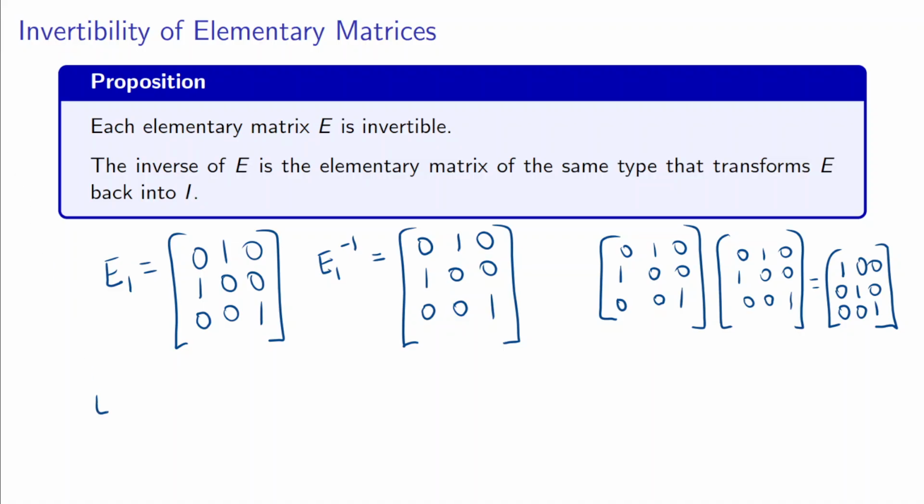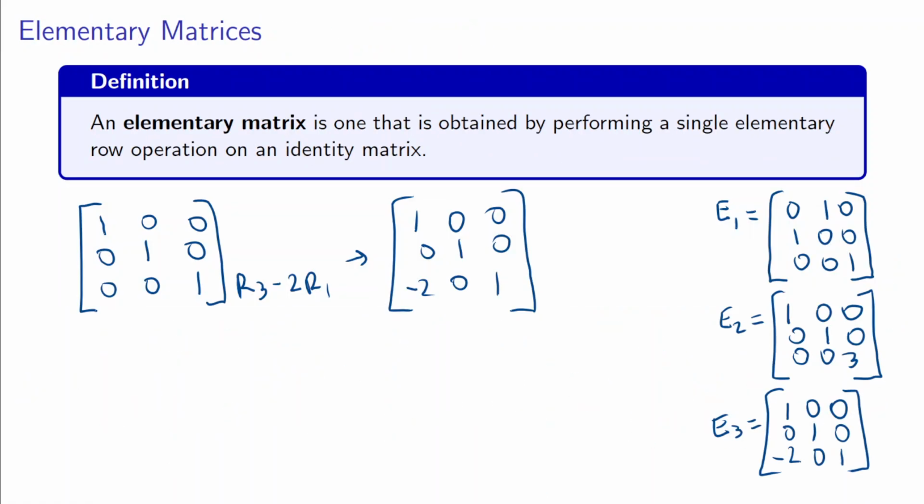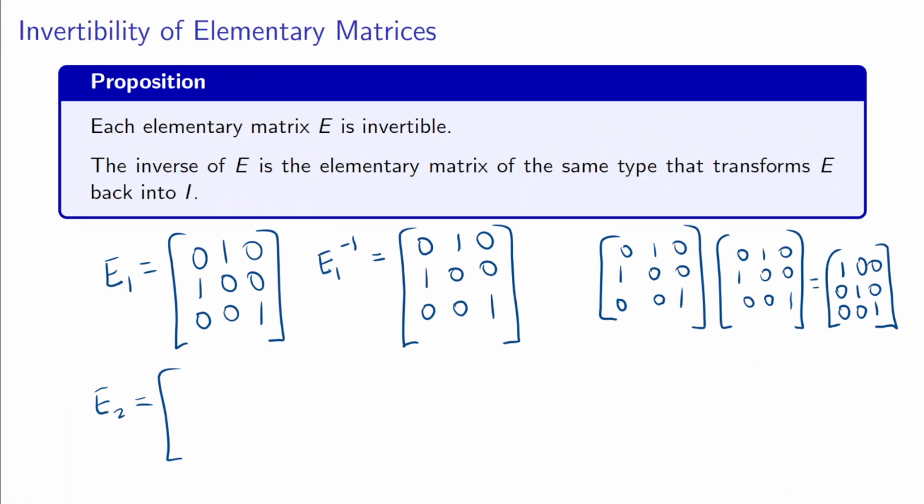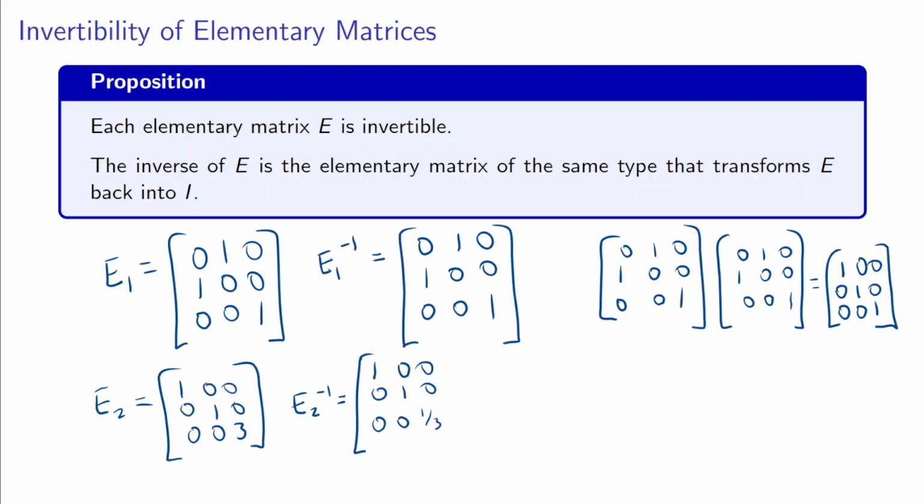What about, let's do the scaling example. So E2, what did we do for E2? Scaled row 3 by 3. So 1, 0, 0, 0, 1, 0, 0, 0, 3. How would we get this back to the identity? I guess we'd have to scale row 3 by a third. So 1, 0, 0, 0, 1, 0, 0, 0, a third. And you could test this out. If we multiplied these two things together, we would indeed get that original matrix back.